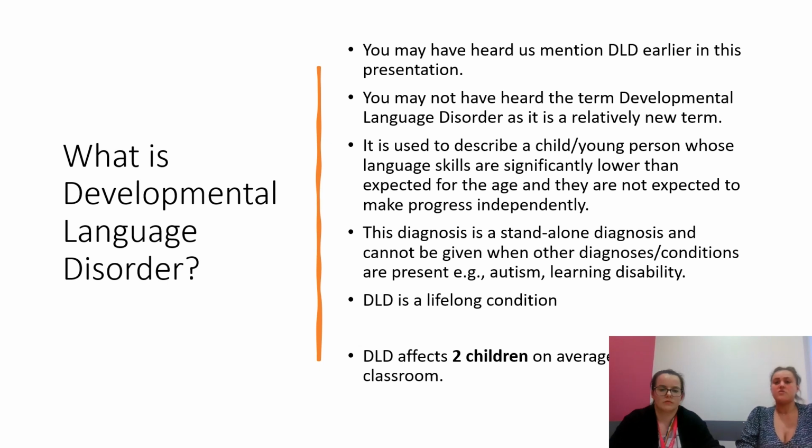So if you've got a young person or a student that's maybe got autism or learning disabilities or something like that, those students can still have a language disorder, but we would say it's a language disorder associated with autism. They can't have DLD and autism. And developmental language disorder is a lifelong condition. So it often affects 2 children on average in every classroom as well.